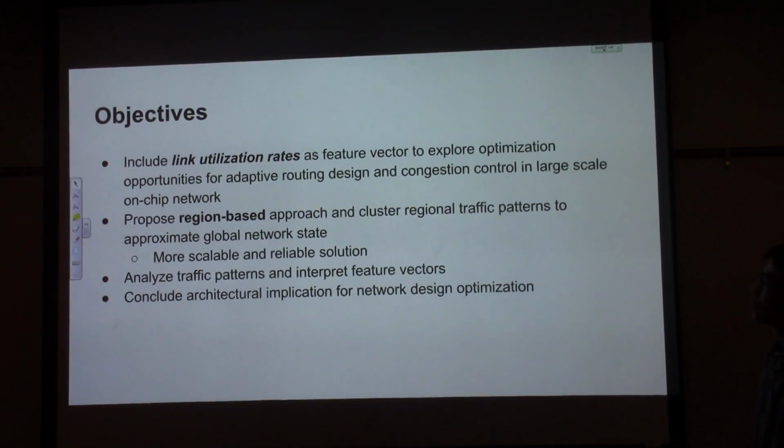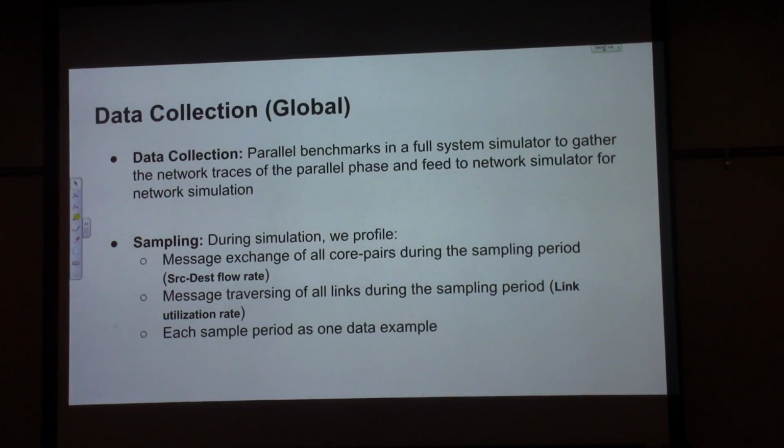The objective of this work is, in order to overcome these limitations, to include the link utilization rates as a feature vector to explore optimization opportunities for adaptive routing design and congestion control. We also propose a region-based approach instead of the global approach, clustering regional traffic patterns to approximate the global state, which is a more scalable and reliable solution. We then analyze the traffic patterns and interpret the feature vectors.